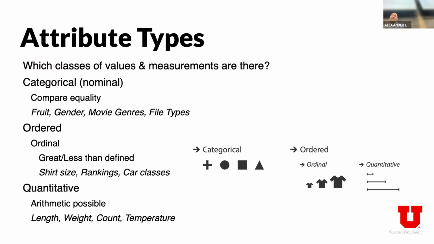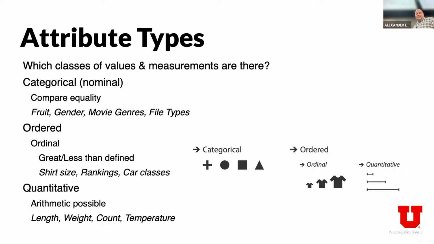So here, why I want you to think about attribute types is: what are the classes of values and measurements that are out there? I'm sure you all have an intuitive sense that there's a difference between a categorical variable and a numerical variable. A categorical variable is also called a nominal variable. Those two terms are mostly interchangeable.